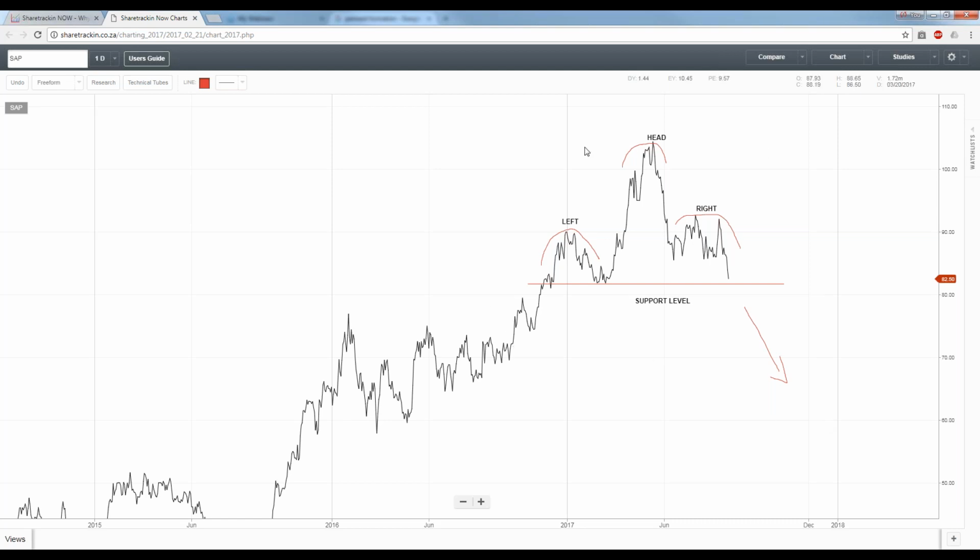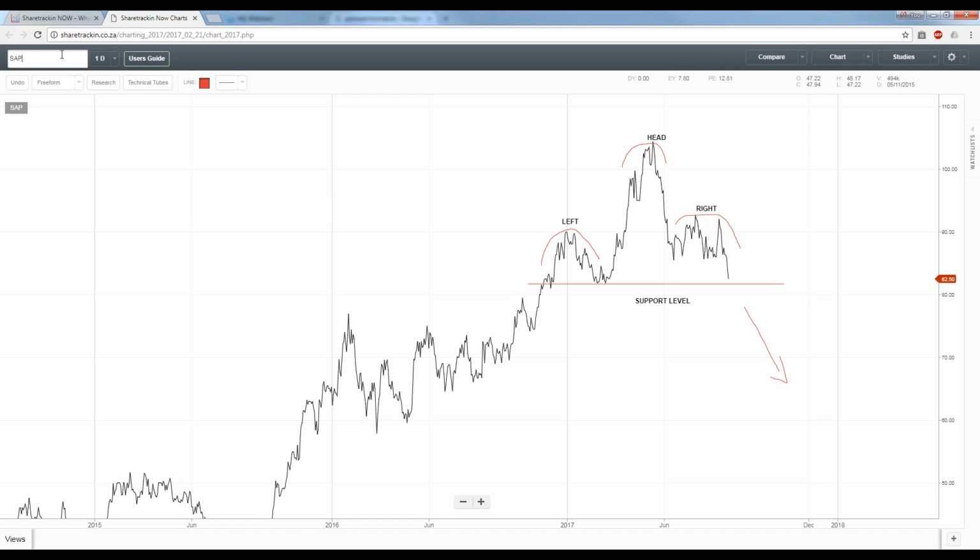But this is a really good example of a head and shoulders pattern being formed. You've got your support level, your left hand shoulder, your head that's sticking out, and your right hand shoulder as well. Now with this head and shoulders pattern, as I said, if the support level is broken downwards, you can really expect SAP to continue to head down to almost about 60 Rand per share.